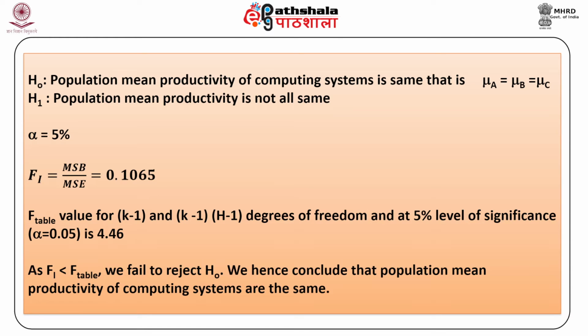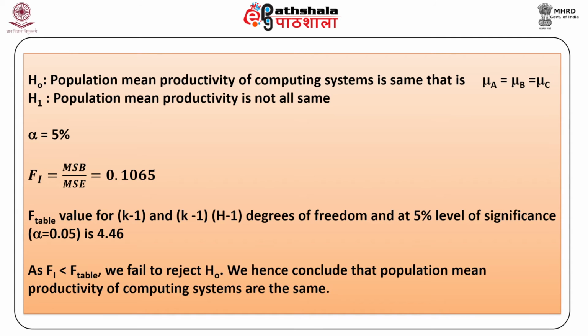Level of significance alpha we have selected is 5%. F1 is equal to MSB upon MSC, which is equal to 0.1065. Let's now calculate the tabulated value for k minus 1 and k minus 1 into h minus 1 degrees of freedom at 5%. Now this from the table you can see comes out to be equal to 4.46.